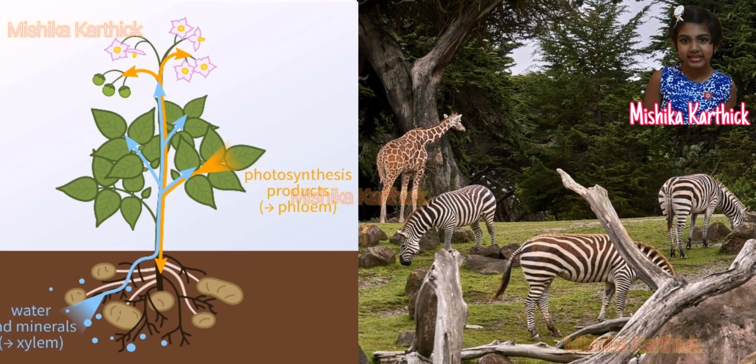How are plants different from animals? Both animals and plants are living things. Both animals and plants need food, water and air to breathe. They grow and respond to the changes around them. They reproduce and die. Yet plants are different from animals. Let us see how.